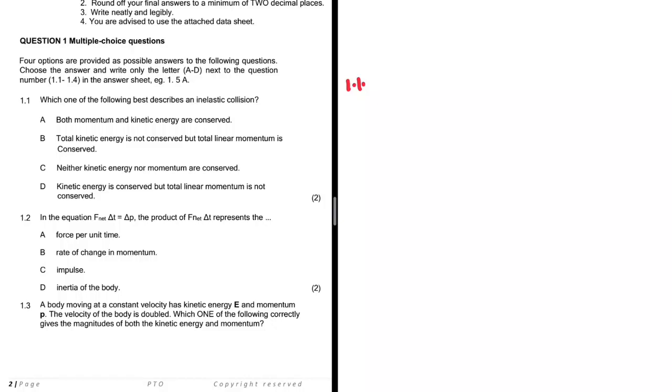So A cannot be our answer. B, total kinetic energy is not conserved, but total linear momentum is conserved. We need to look no further. The correct answer to 1.1 is B.